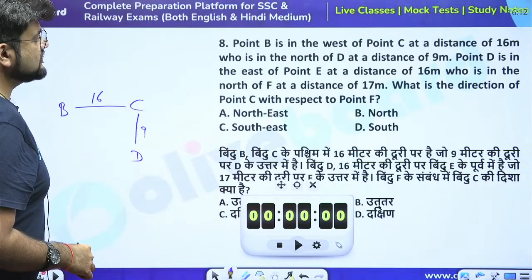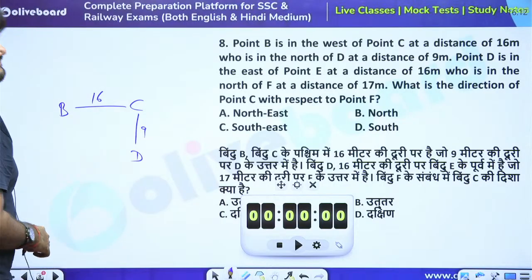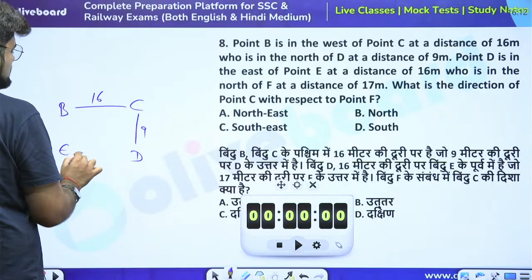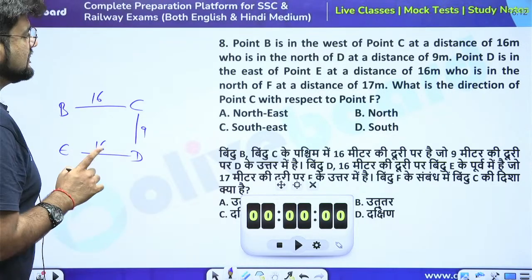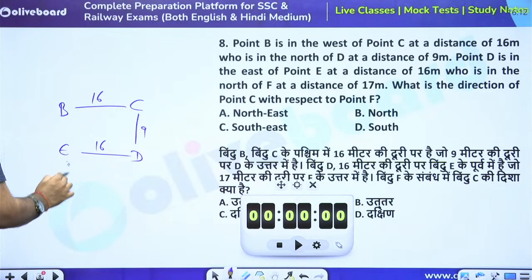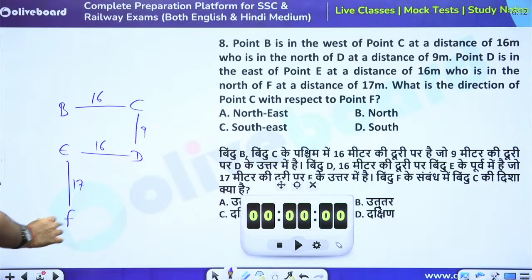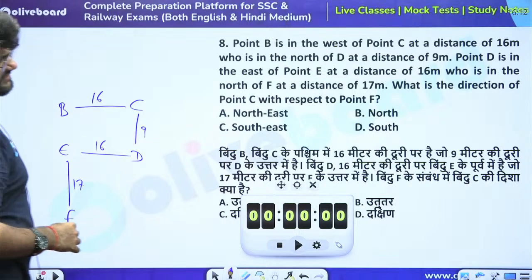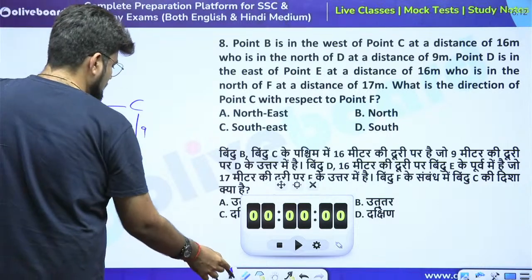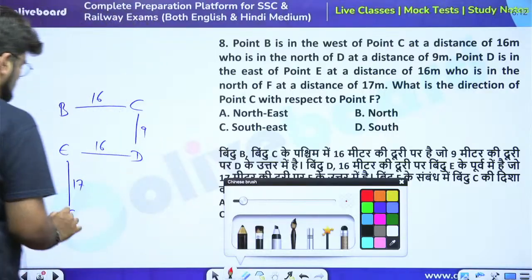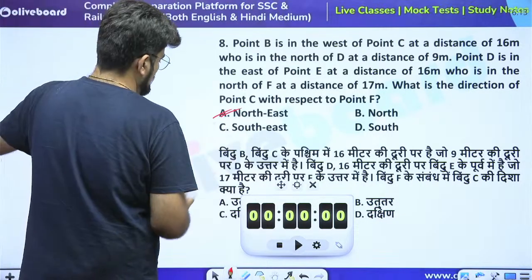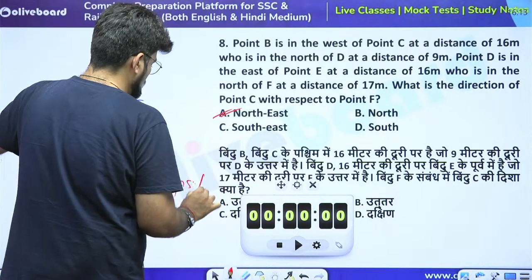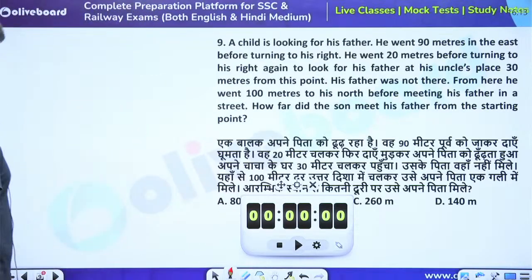Point D is in the east of point E at a distance of 16 meters. So E is here, 16 meters again. E is in the north of F at a distance of 17 meters. Okay. What is the distance of point C with respect to F? What is the direction of point C with respect to F? So when they're asking me the direction, again, plus sign and here. So this is northeast. Northeast, option A is the correct answer. Cool, done. Next.